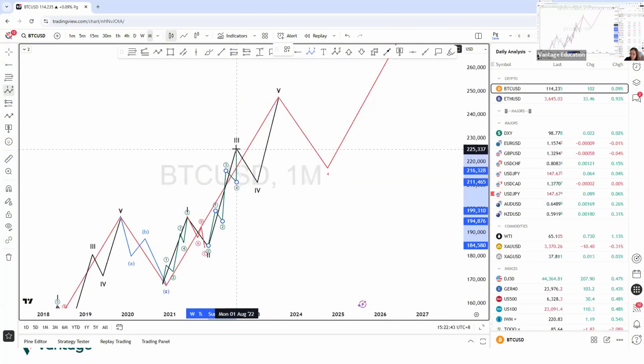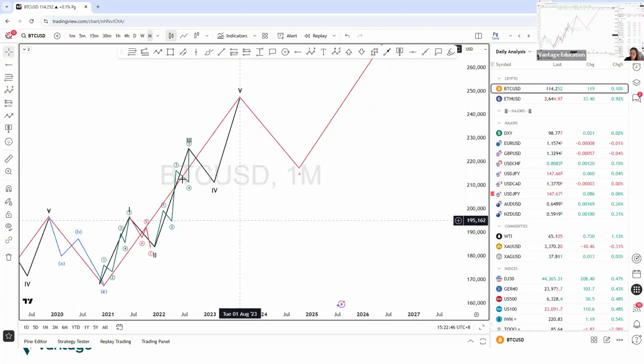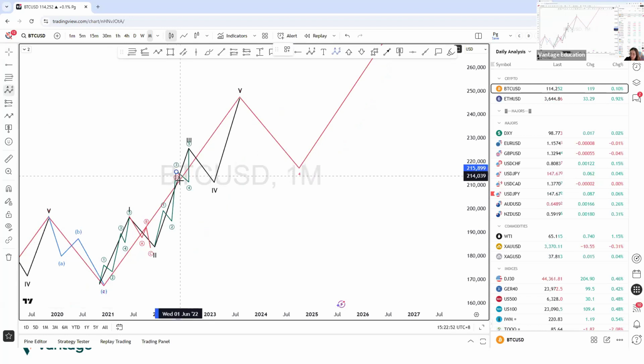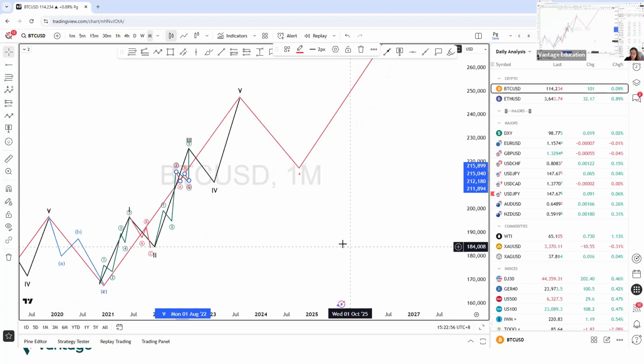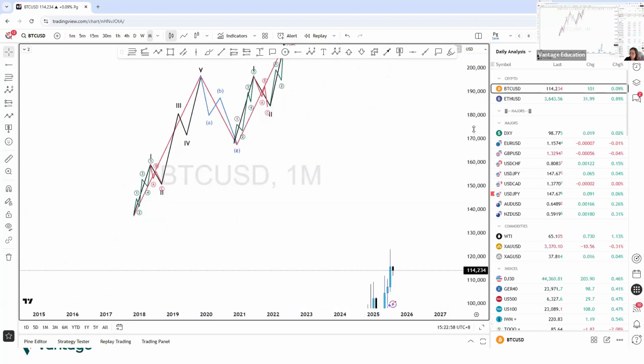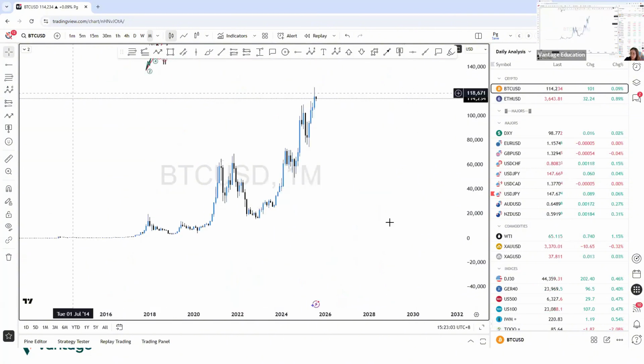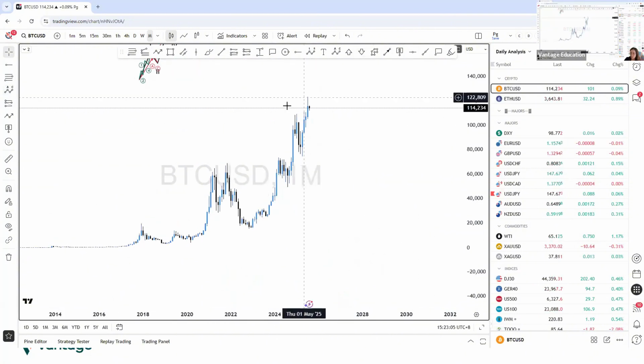1, 2, 3, 4, 5. Okay, so it's a pullback. Whenever you see wave 3 to wave 4, it's a pullback. They're going to have your ABC. They're going to have A, B, C in the lower time frame. You will see it like that. That's why I say if you want to count the wave, look on a higher time frame for one large degree.